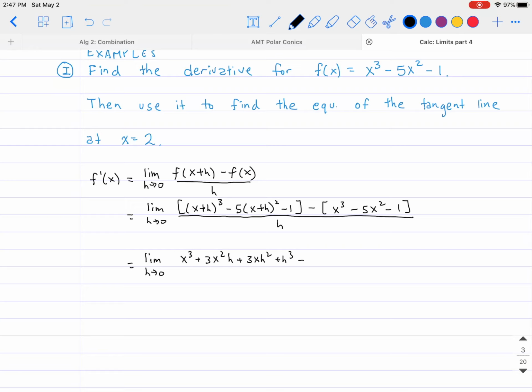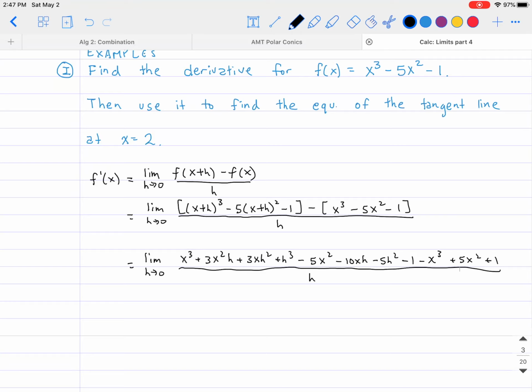Minus, for the 5 plus h quantity squared expansion, that's minus 5x squared. And we have minus 10xh, and then minus 5h squared. And then we also have minus 1, minus x cubed, plus 5x squared, and then we have plus 1. So all divided by h still, okay?